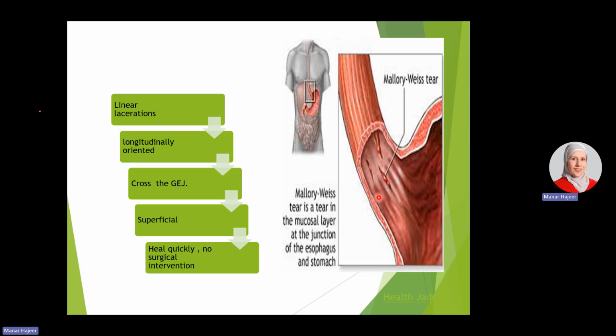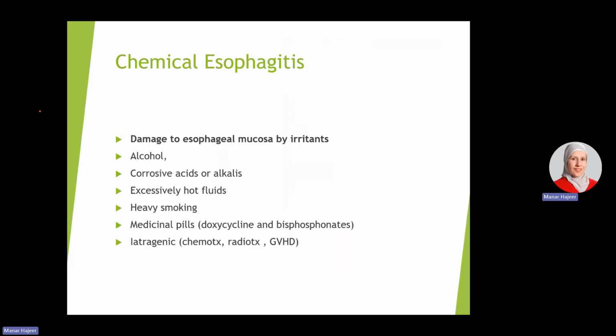So when the patient presents to you with vomiting of fresh colored blood after a forceful vomiting, this is the typical scenario. You reassure the patient that it will not happen again, and the bleeding or the tears will heal spontaneously. Chemical esophagitis is due to damage to the esophageal mucosa by irritants.